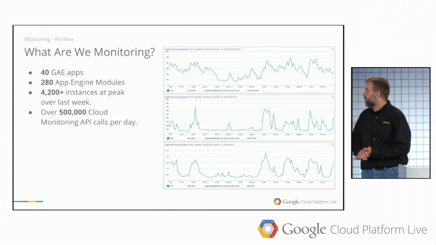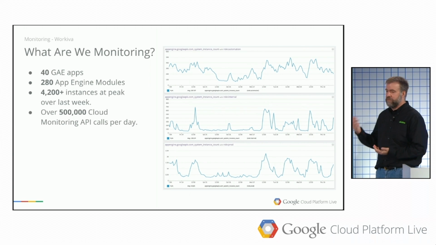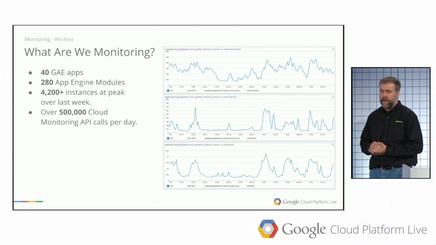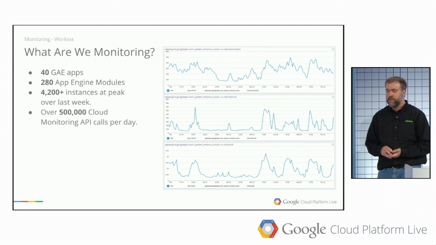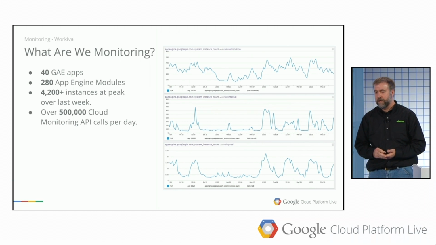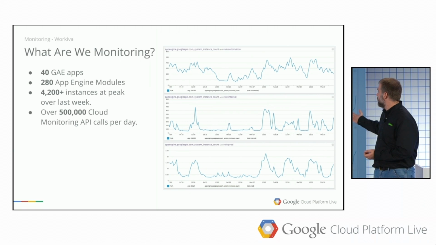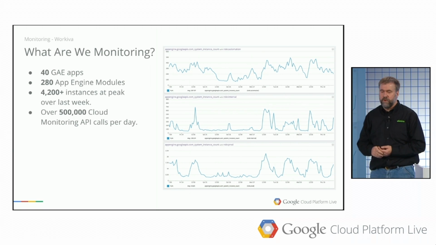So what are we currently monitoring? We've got 40 different app spots that we're monitoring with about 280 modules. Our infrastructure over the last week, what you're seeing here, is the system instance count. We've scaled anywhere from a couple hundred instances to over 4,000 instances during that week and back down. And the nice thing is Datadog scales right alongside that to handle all those metrics coming up.